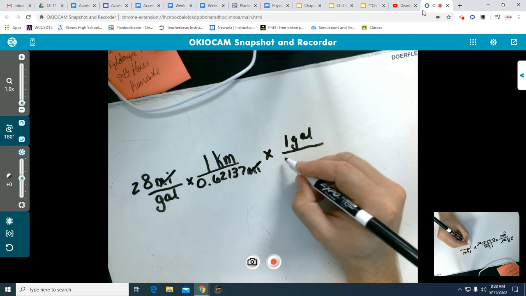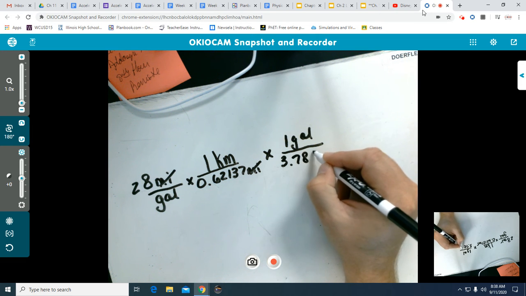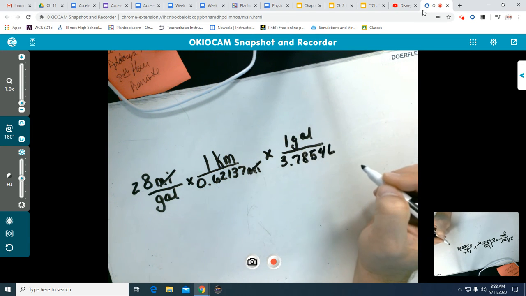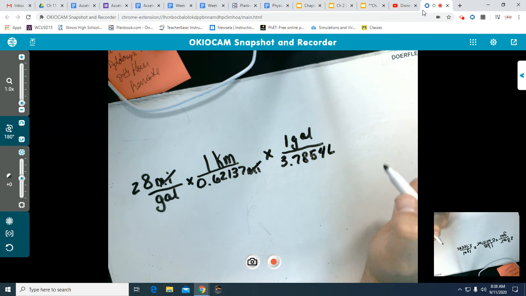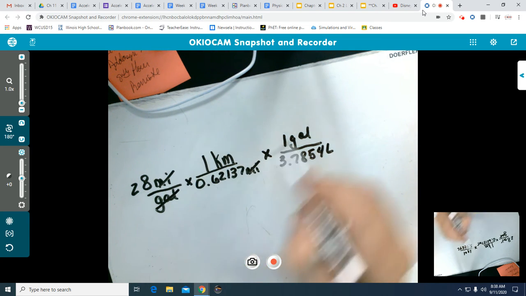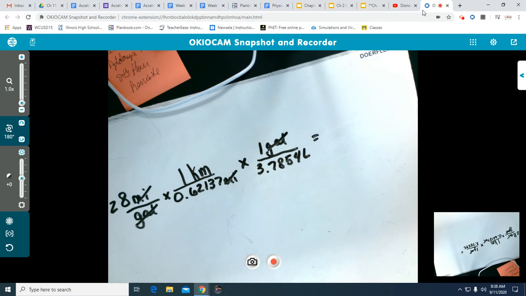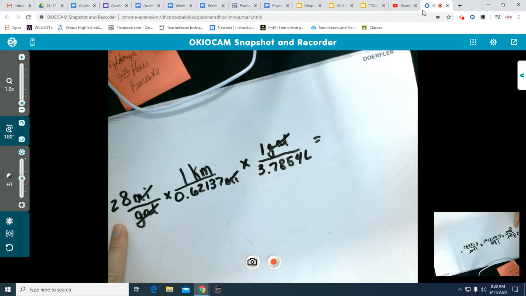In 1 gallon, there are 3.7854 liters. Okay. So I've got that. Are we happy there? We good? So I'm going to go ahead and cross out my gallons there. So go ahead and calculate that, and keep in mind, going back to the given, reporting your answer in the same number of sig figs that your given has, 2. Very good. So I want to go ahead and give you a moment to calculate that.